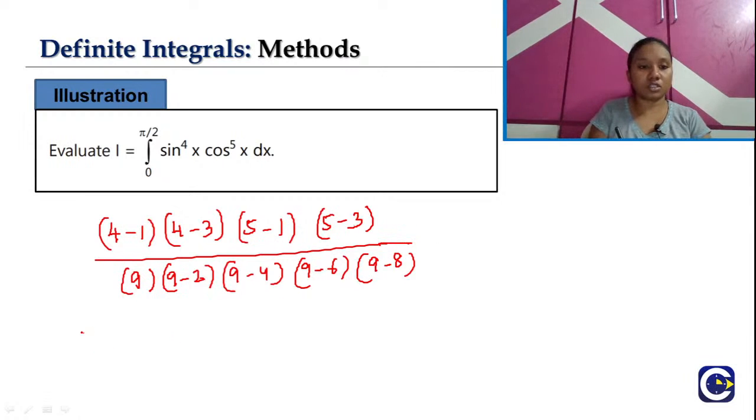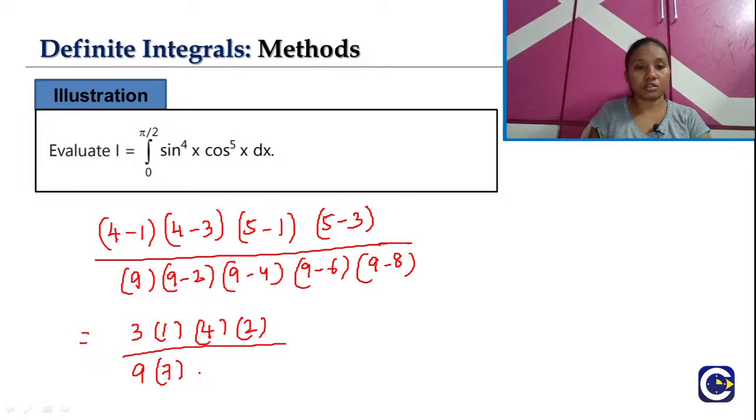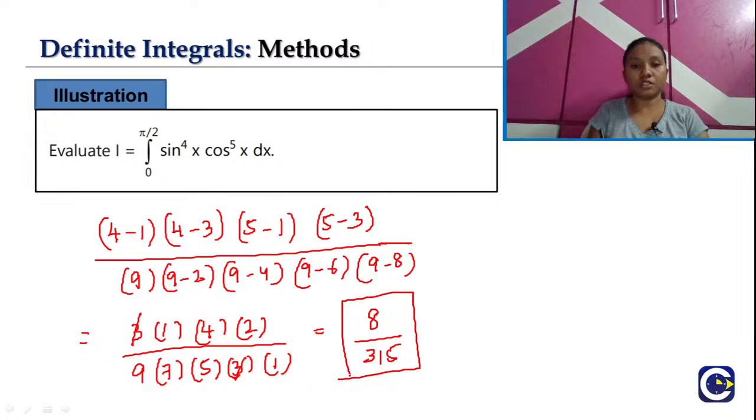So here what will be the term? 4 minus 1 will be 3, 4 minus 3 will be 1, 5 minus 1 will be 4, 5 minus 3 will be 2. In the denominator, 9, 9 minus 2 is 7, then 5, 3, 1. This 3 and this 3 will get cancelled and we'll have 4 into 2, 8. So 7 into 5, 35. 35 into 9 will be 315. So this will be the integral value, which is equal to 8 by 315.